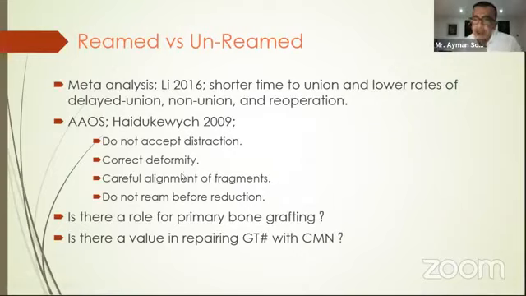Careful alignment of the fragments. Put in the effort. Even if you have to do an open approach, you have to go in and try to align every fragment to the best of your ability before you apply your nail. And do not ream before your reduction. There are some unanswered questions. Is there a role for primary bone grafting? I definitely wouldn't do primary bone grafting in a fracture unless I had a big gap. If there is a small gap, I can use an artificial bone substitute.